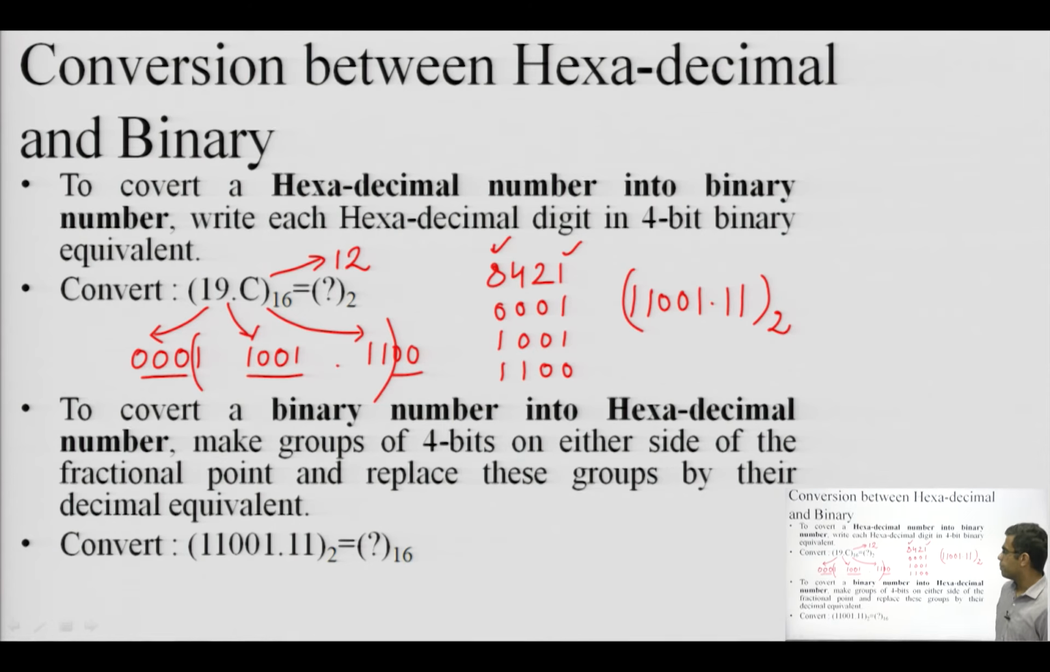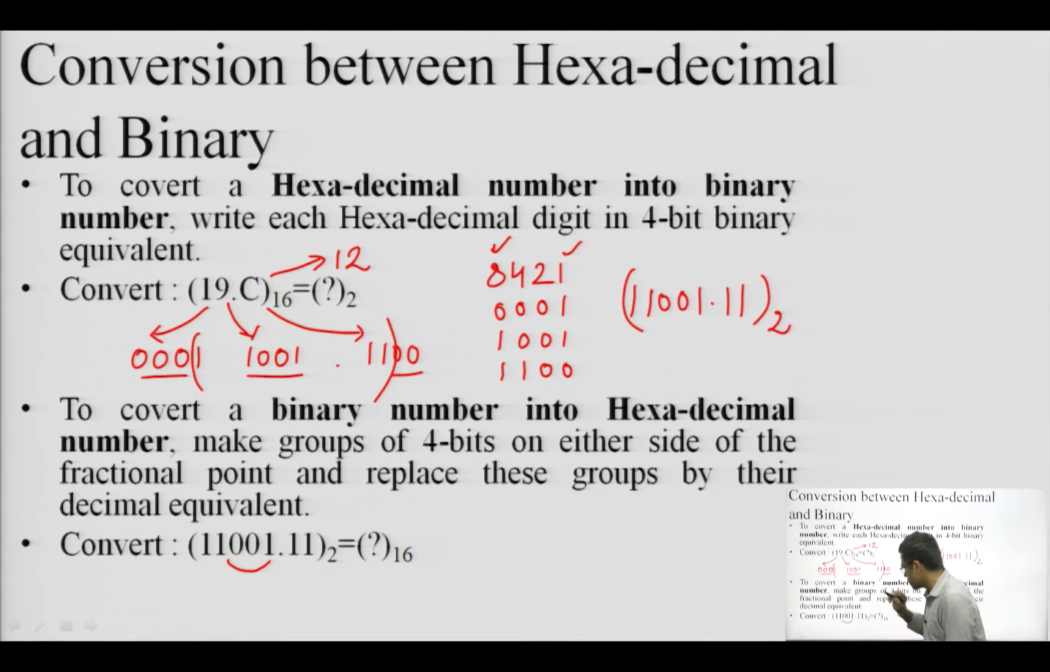Now, to convert a binary number back to hexadecimal, similar to the octal case, we will be grouping 4 bits and replacing these 4 bits by their hexadecimal equivalent. This is the same number which we generated in the previous case. Now, to cross verify whether we are getting this 19.C back from this number, we will be making groups of 4 bits.